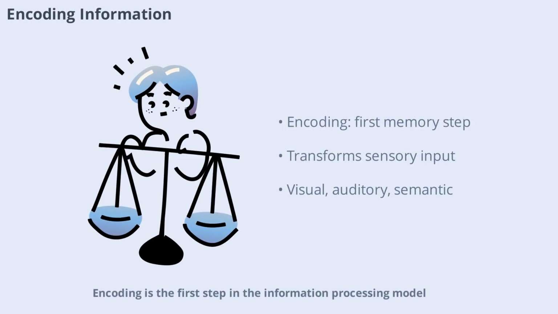Coding is the first step in the information processing model. It involves transforming sensory input into a form that the brain can process and store. This can happen through visual, auditory, or semantic means. For example, when you read a word, you might encode its appearance, sound, or meaning. Effective encoding is crucial for successful learning, as poorly encoded information is less likely to be remembered. Techniques like repetition, association, and visualization can enhance encoding, making it easier to recall information later. Next, we'll see what happens after information is encoded.